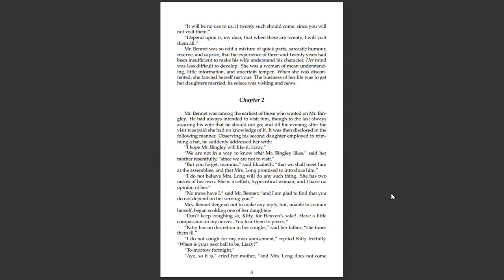"No more have I," said Mr. Bennet, "and I am glad to find that you do not depend on her serving you." Mrs. Bennet desired not to make any reply, but unable to contain herself, began scolding one of her daughters. "Don't keep coughing so, Kitty, for heaven's sake. Have a little compassion on my nerves. You tear them to pieces." "Kitty has no discretion in her coughs," said her father. "She times them ill." "I do not cough for my own amusement," replied Kitty, fretfully.